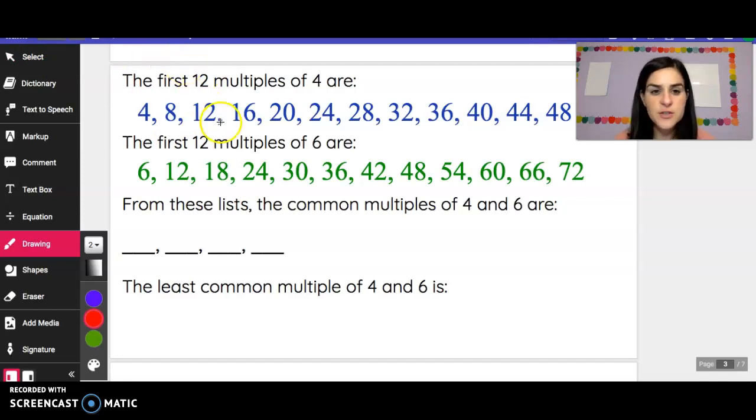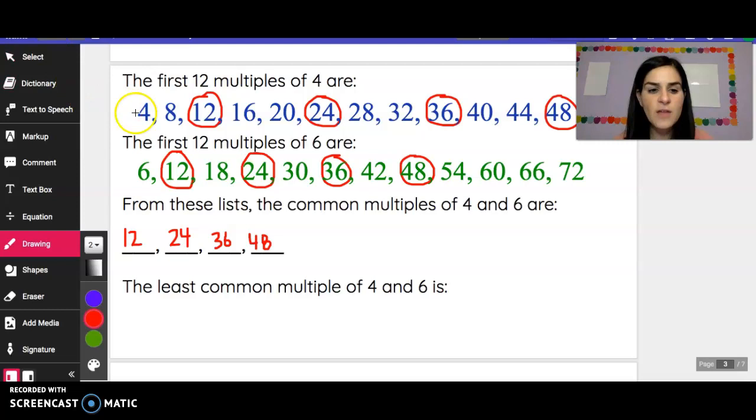Okay, I've listed the first 12 multiples of 4, the first 12 multiples of 6. Can you look and can you try to find the common multiples of 4 and 6? I want you to pause the video and I want you to find them on your own. Pause the video, see which ones do they have in common. Hopefully you saw that the common multiples are 12, 24, 36, and 48. And then the least common multiple, the smallest one, is 12.